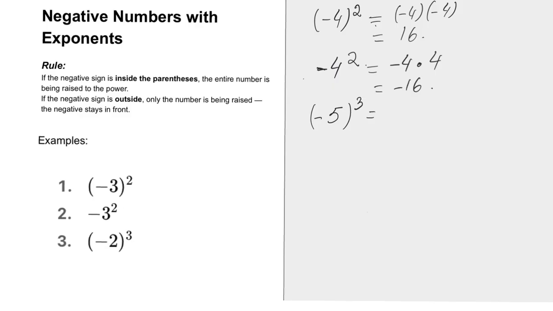And then last but not least, -5 is inside the parentheses. That means the entire number is raised to the power of 3, and negative 5 times negative 5 times negative 5. Negative 5 times negative 5 will equal 25. 25 times negative 5 will equal 125, and of course, you guessed it, it will be a negative number, -125.